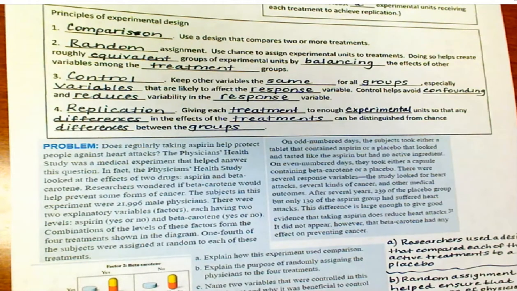So you've got yes, aspirin. You can look through here. So these were the 4 treatments. On odd numbered days, the subjects took either a tablet that contained aspirin or a placebo that looked and tasted like the aspirin but had no active ingredients. On even numbered days, they took either a capsule containing beta-carotene or a placebo. There were several response variables. The study looked for heart attack, several kinds of cancer, and other medical outcomes.